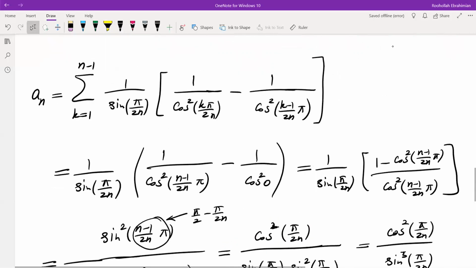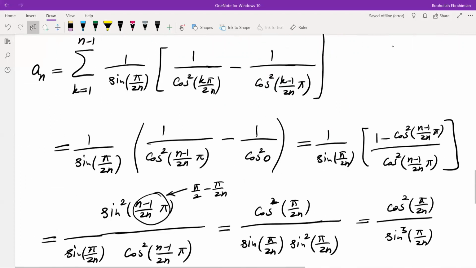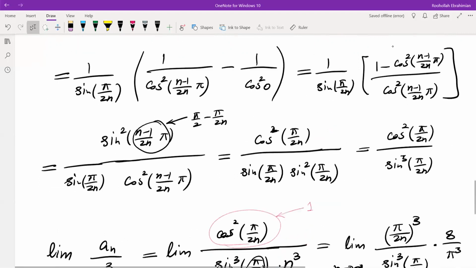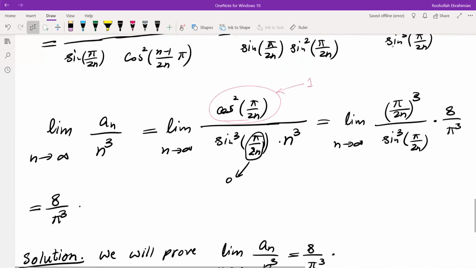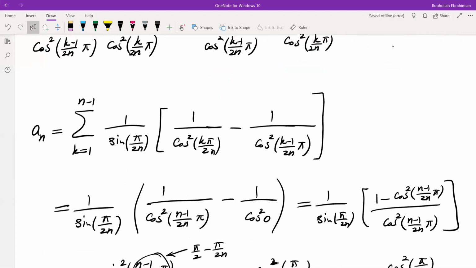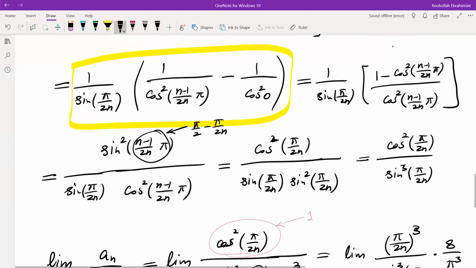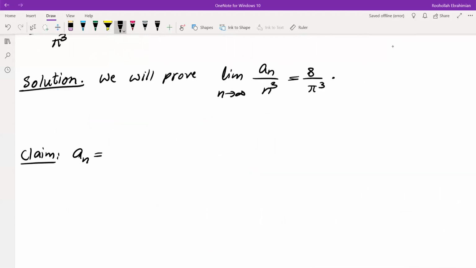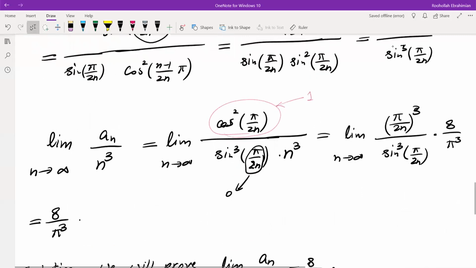Instead of doing all of this and finding this telescoping sum, I'm going to write down the claim that the sum is whatever I claim it to be, and then I'll prove that by induction. That is going to help me simplify things. So we will prove that in fact the sum is this sum right here. So I'm going to write this down. The claim is a_n equals 1 over sine of pi over 2n times 1 over cosine squared of (n minus 1) over 2n.